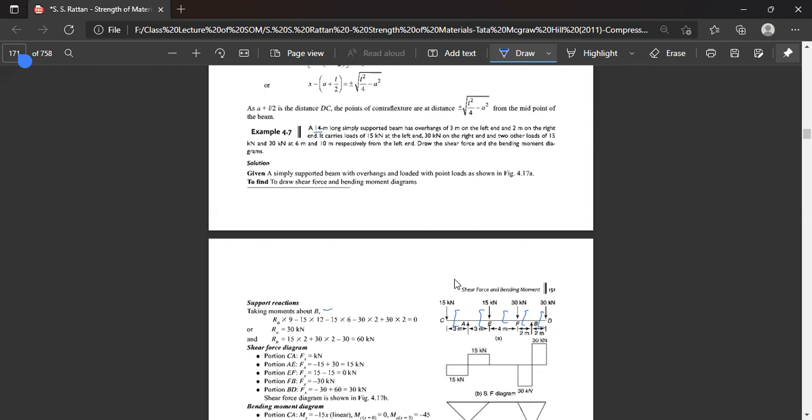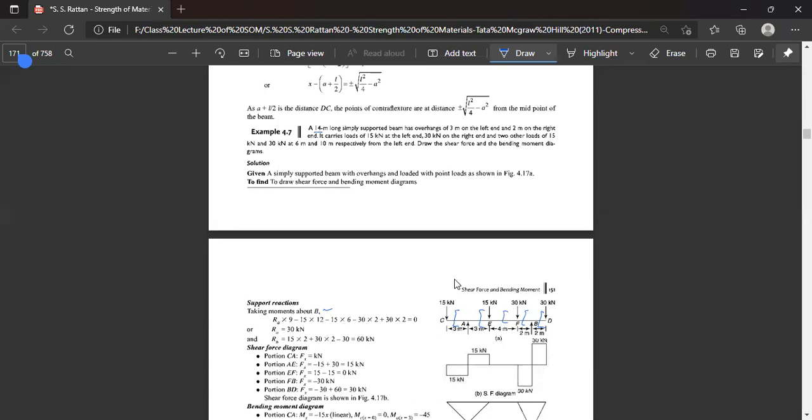Next, if we take the section F to B, then there are forces 15 kilonewton downwards, 30 kilonewton upwards, 15 kilonewton downwards, and 30 kilonewton downwards. The total downward force is 15 plus 15 plus 30, that is 60, and the upward force is only 30. So there is 30 kilonewton acting downwards, which is negative in nature, and it is the 30 kilonewton shear force between F and B.